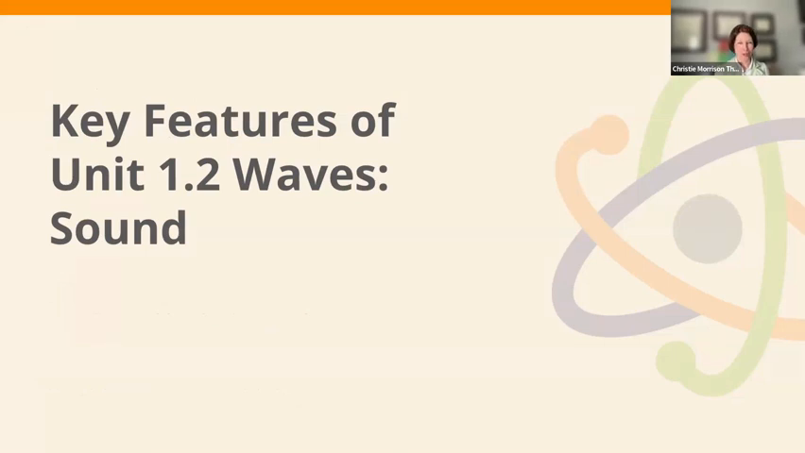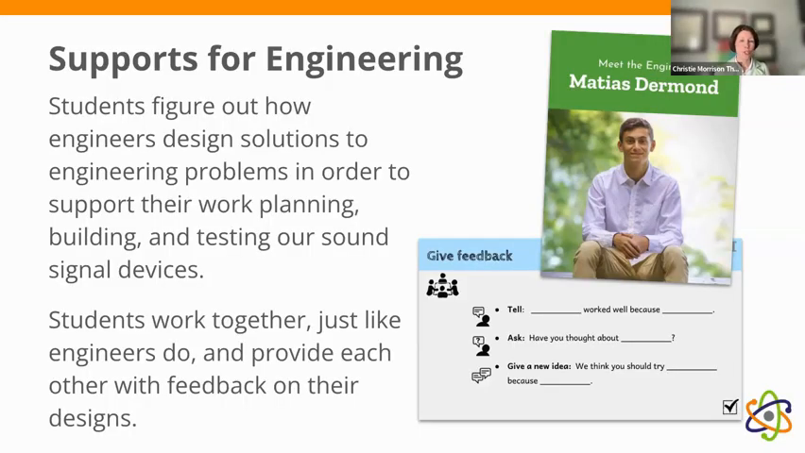Now that we've overviewed the Unit 1.2 storyline, we'd like to highlight a few key features that are part of the unit. This is the first unit in grade 1 that includes engineering performance expectations. And we want to highlight some of the supports for engineering that are included. Throughout lesson set 2, students use a Meet the Engineer book to figure out how engineers design solutions to engineering problems. These ideas help support students' work, planning, building, and testing their sound signal devices.